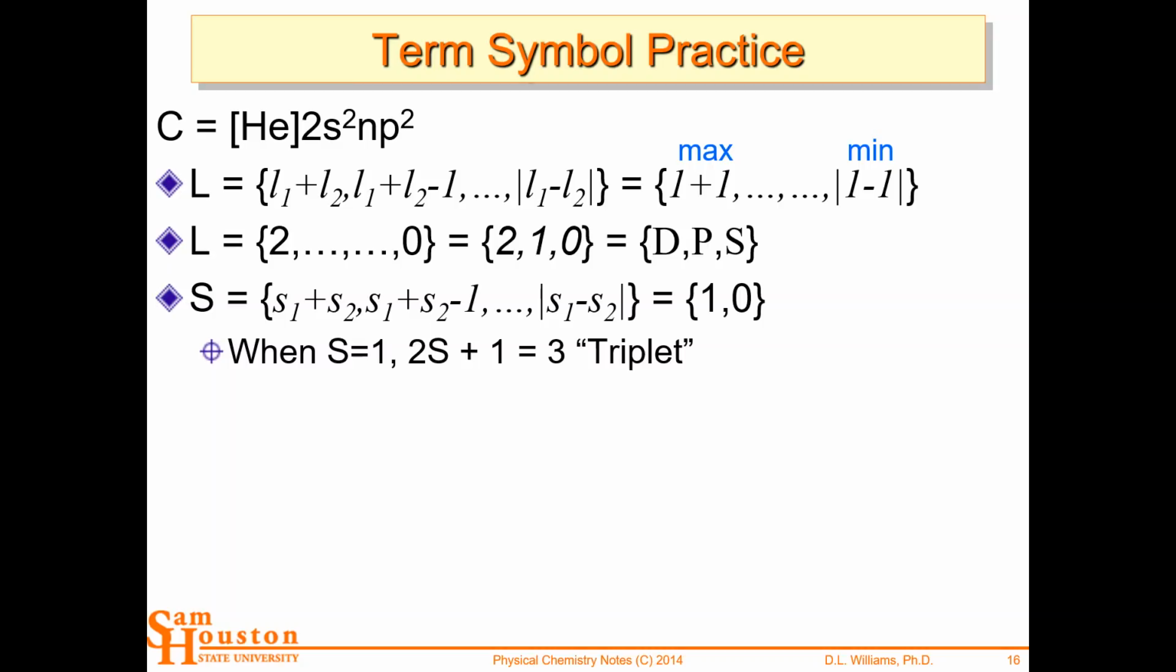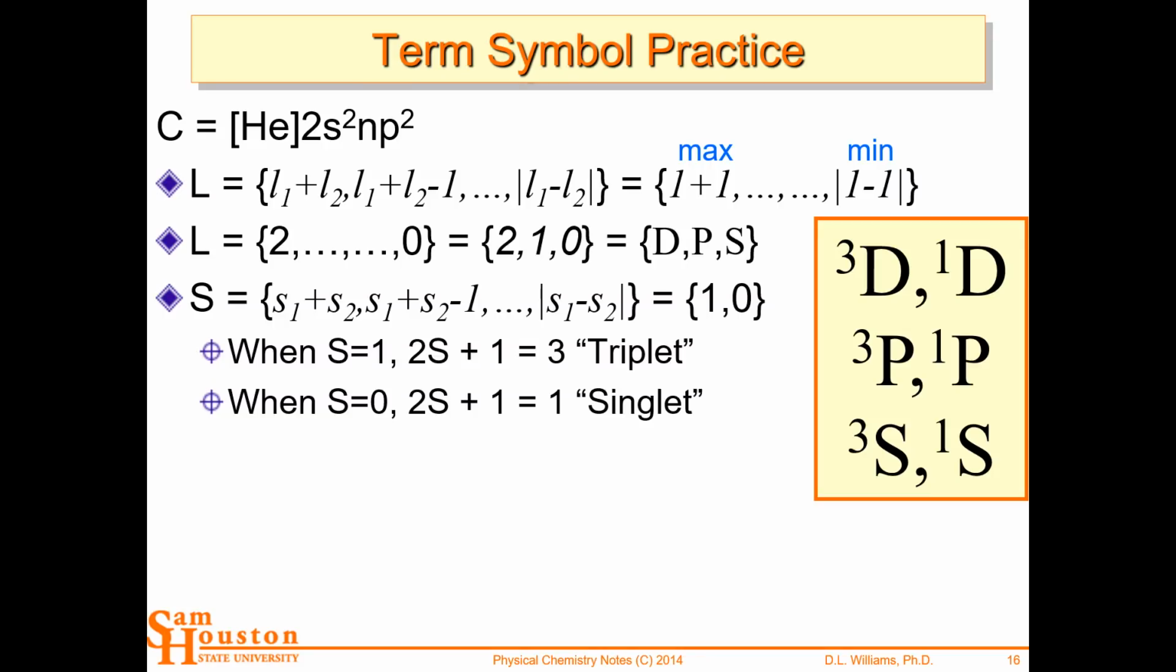So we'll have triplet D, triplet P, triplet S. And then, when S is 0, 2S plus 1 is 1, a singlet, so we'll have singlet D, singlet P, singlet S. Notice how each one of those multiplicities goes with each one of the terms. So we have 6 terms possible. So these are the 6 terms that we have. So the Clebsch-Gordan series helps you build up the full set of terms.